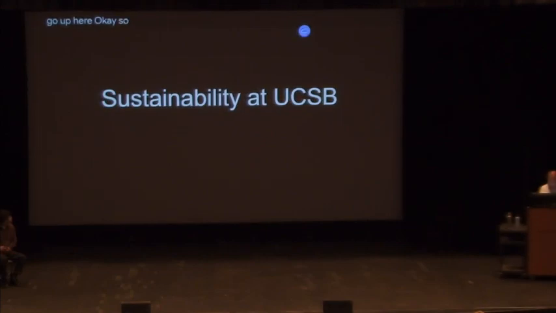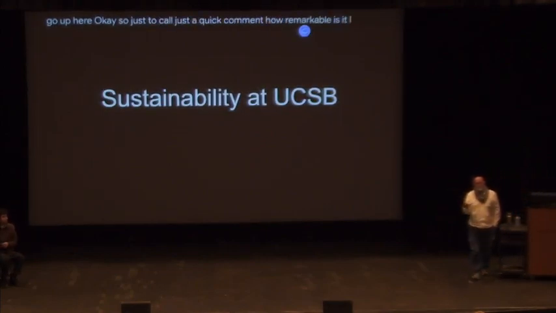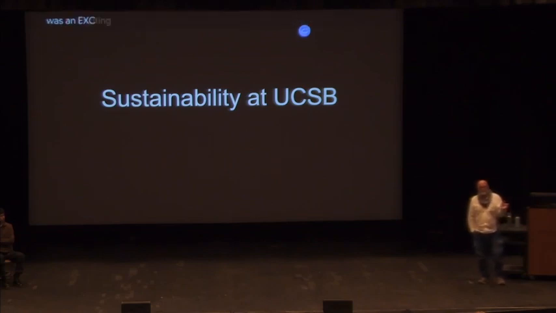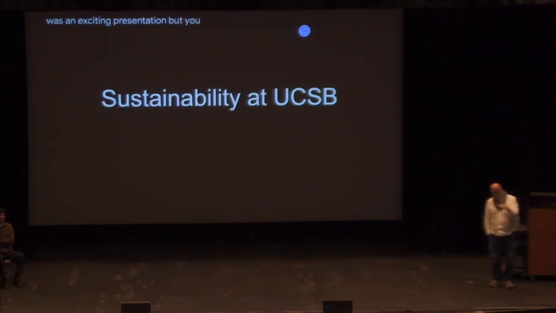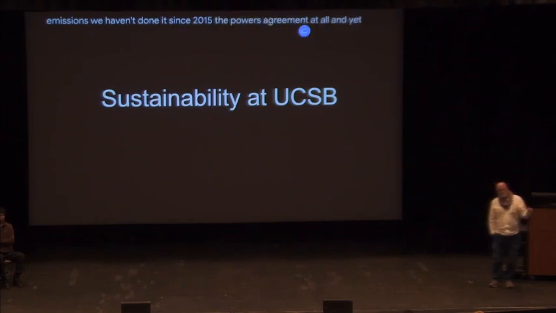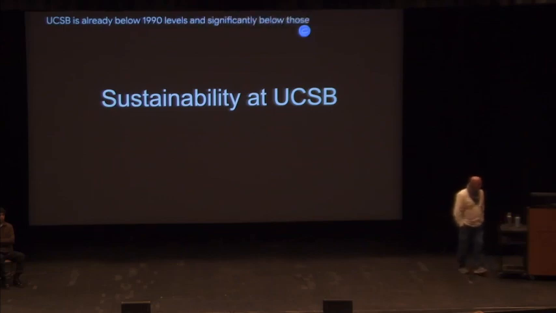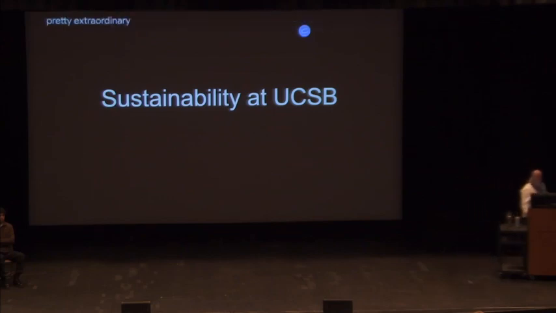Okay, so just a quick comment. How remarkable is it? If you're familiar with COP21 and the idea that we're trying to reduce global greenhouse gas emissions, people need to calm down now. I know it was an exciting presentation. But we're trying to globally reduce emissions. We haven't done it since 2015, the Paris Agreement, at all. And yet UCSB is already below 1990 levels and significantly below those levels, which is pretty extraordinary. But why listen to me talk?